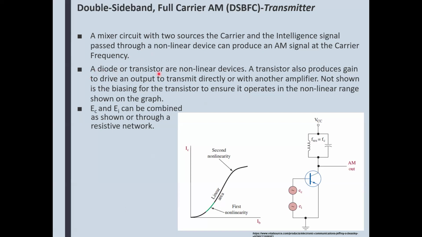All right, a diode or a transistor are nonlinear devices. Well, there you go. A transistor can also produce gain. So hey, bonus, we can have an amplifier too. So a transistor also produces gain to drive an output to transmit directly, or with another amplifier.